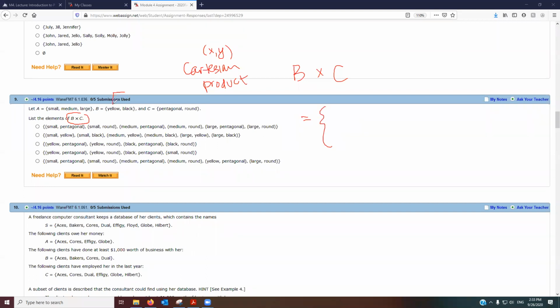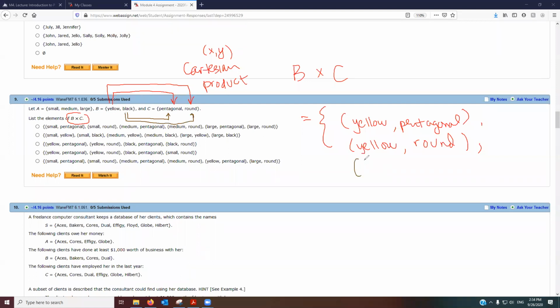I'm going to take yellow and pair it up with pentagon. So that's one element, yellow pentagonal. Then I'm going to take yellow and match it up to the other element, which is round. Okay, so I just took care of pairing up yellow with each element in set C. Now I'm going to come back and do the same with the other element, which is black. So I'm going to pair up black with pentagonal and then black with round.